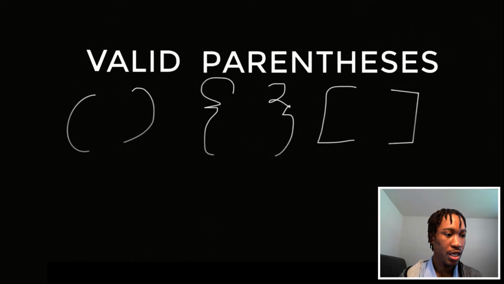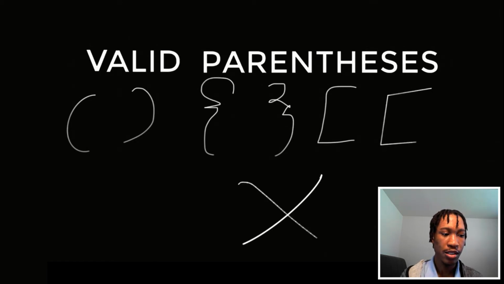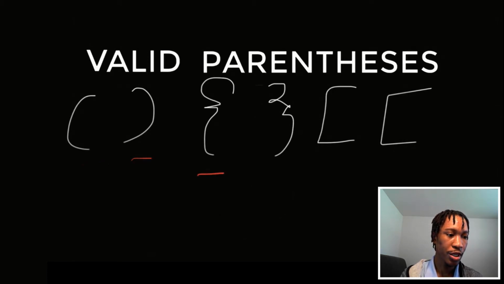But say, for example, we had, let's say, an opening straight bracket here. This is not valid. We should return false for this because we have opening, close, opening, close, opening, and opening. This should be closed. So how do we solve this question?